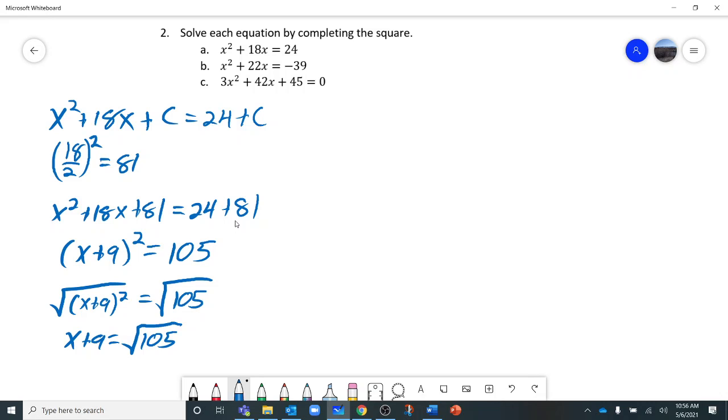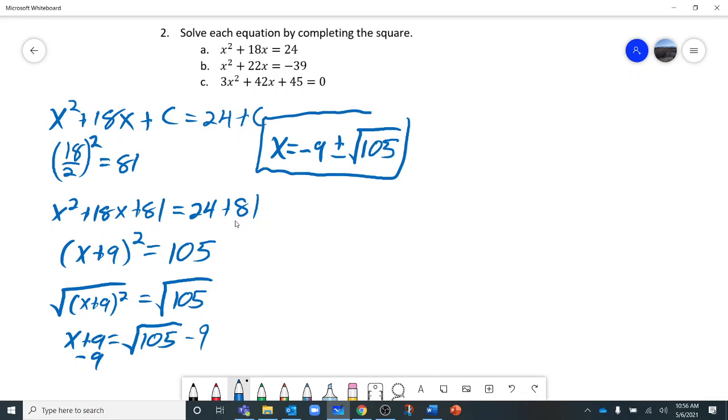And I mean, we can get an ugly decimal, but let's see, if we do 105 divided by 5, that's 21, 7, and 3. Okay, so what we're going to end up with then is our solution will be x. We're going to subtract 9 from both sides. And I'm going to kind of rewrite this a little bit. X is equal to negative 9 plus or minus the square root of 105. And that's really your answer.